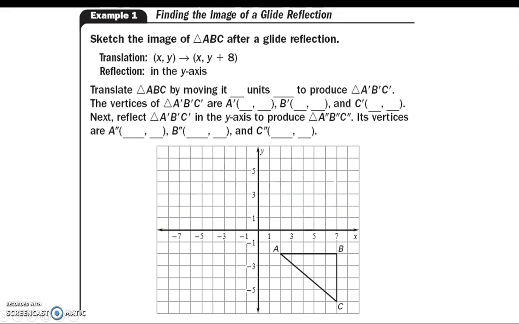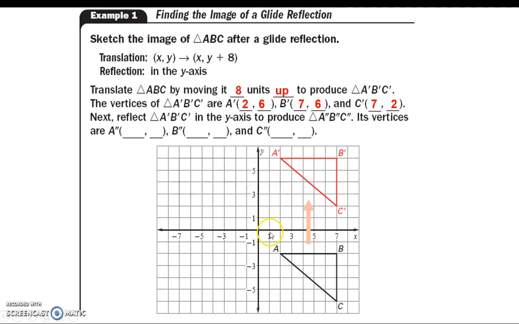Sketch the image of triangle ABC after a glide reflection. First we're going to translate it, and then we're going to reflect it across the y-axis. Translate triangle ABC by moving it 8 units up to produce triangle A prime, B prime, C prime, and the new vertices would be (2, 6), (7, 6), and (7, 2).